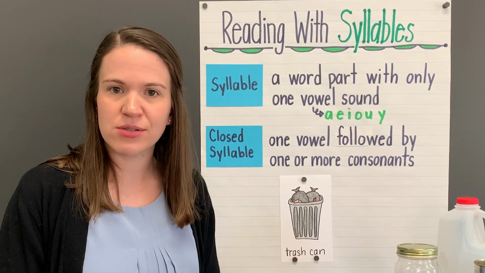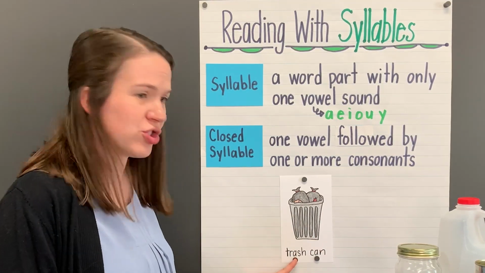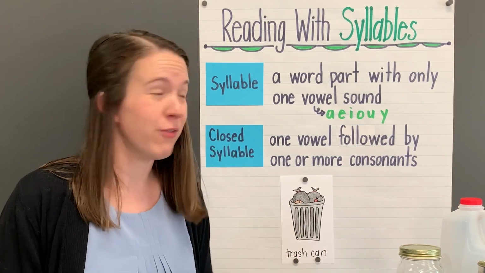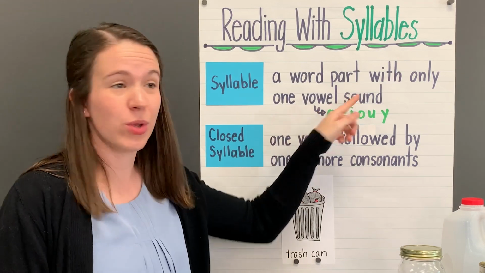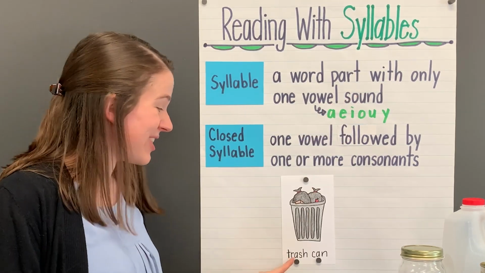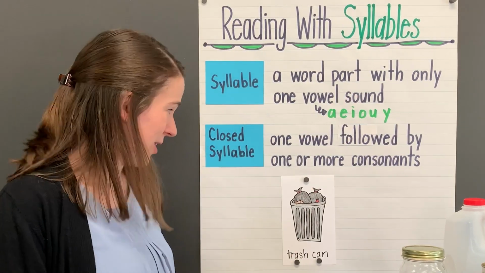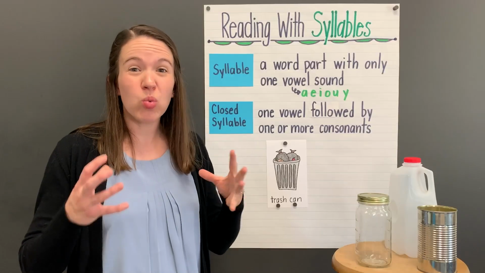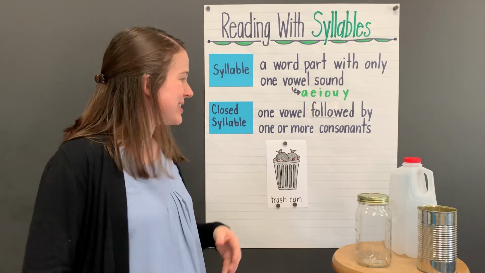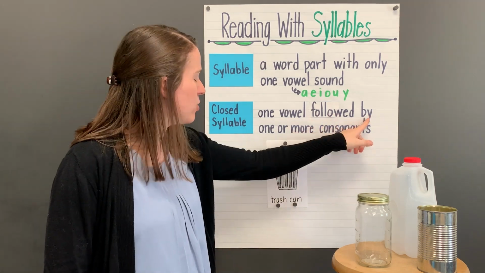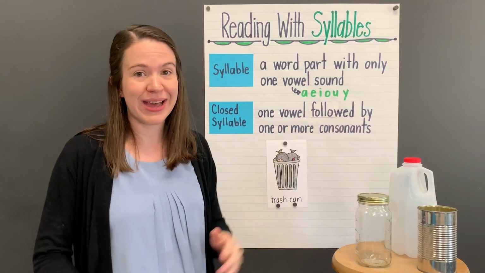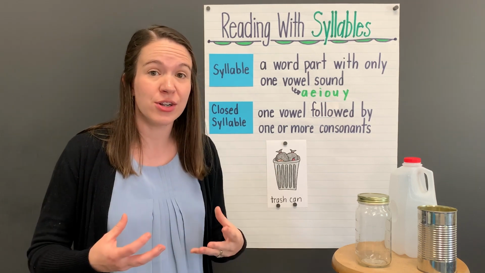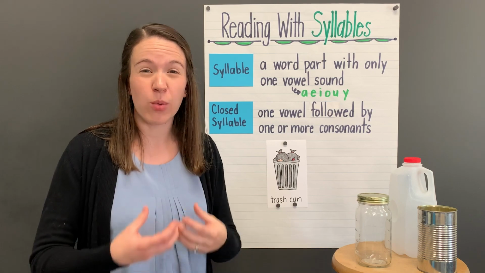That tells us two things. First of all, it tells us that the words trash and can are both syllables all by themselves because they have one vowel sound. And it tells us that they might be closed syllables because they have one written vowel. Now we need to check both words to see if those vowels are followed by one or more consonants. Again, remember those consonants are the letters that do not make a vowel sound.